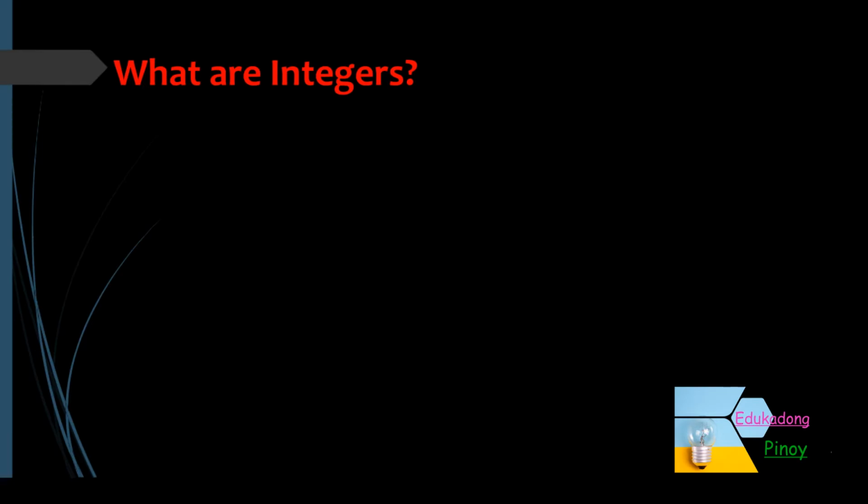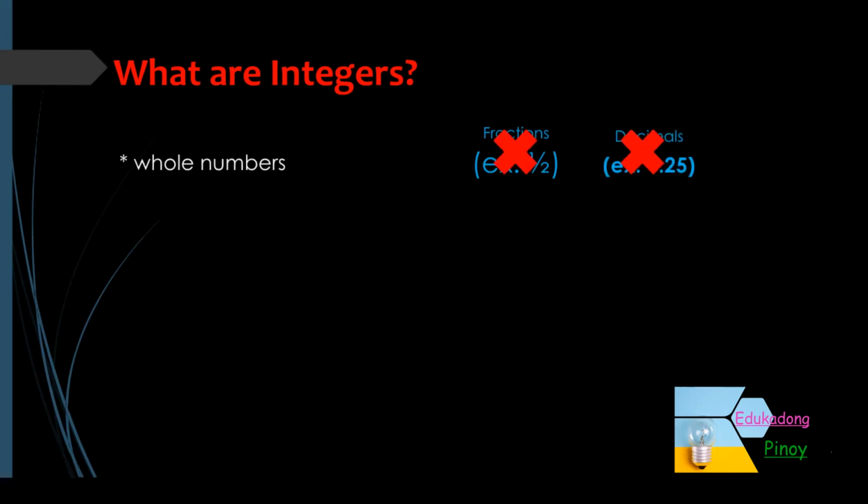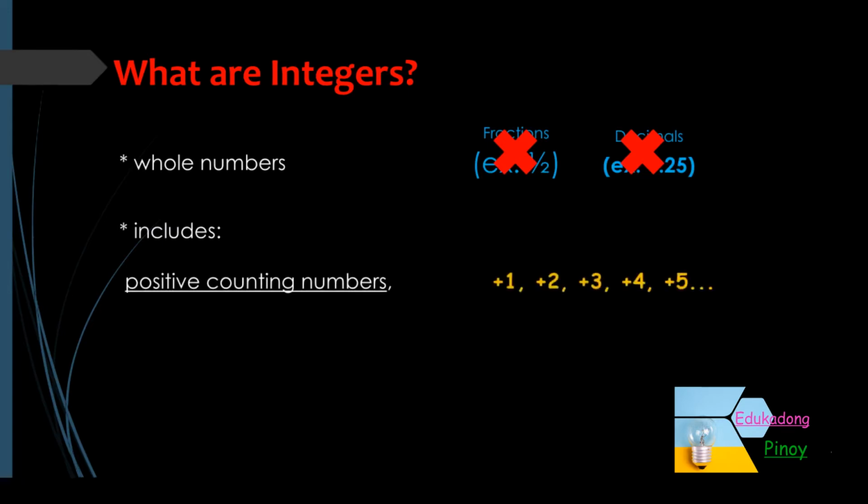Bago tayo mag-proceed sa multiplication of integers, quick recap muna tayo. So, what are integers? Integers are whole numbers. So, ibig sabihin, hindi kasali dito yung fractions at hindi rin kasali yung mga decimals. Instead, integers are positive counting numbers. That includes positive 1, positive 2, positive 3, and so on.